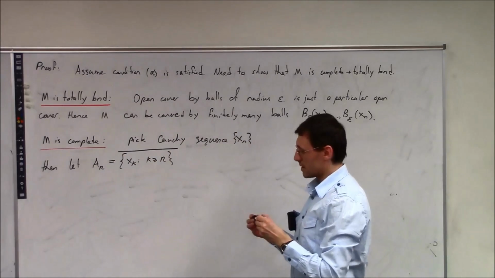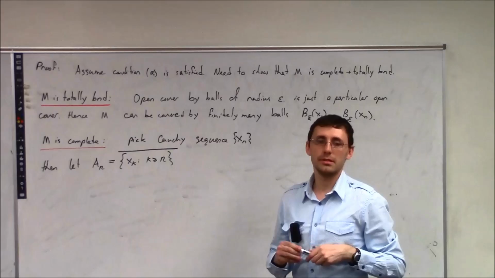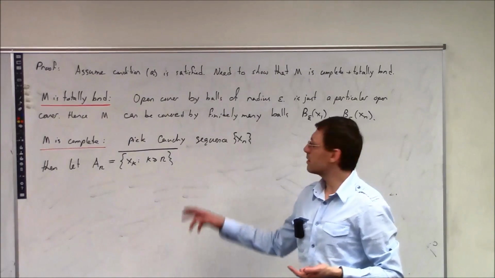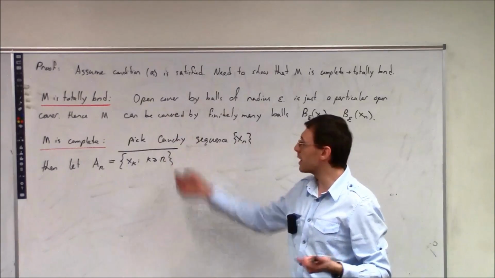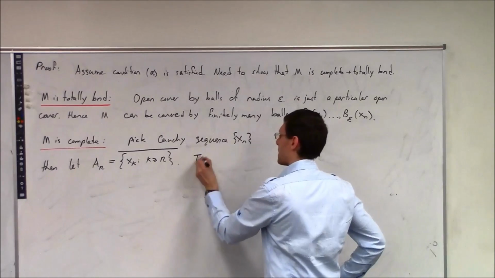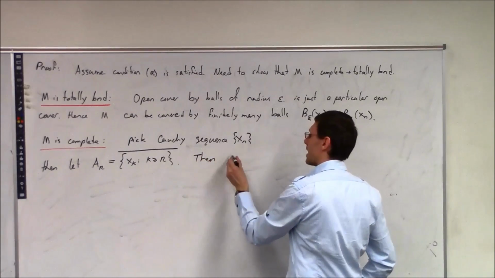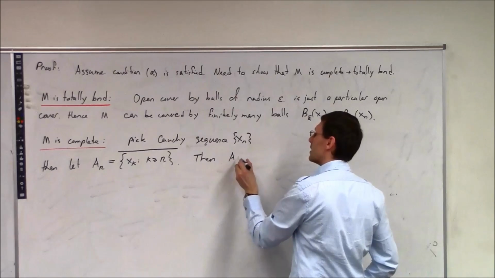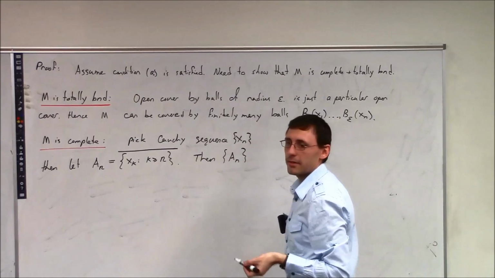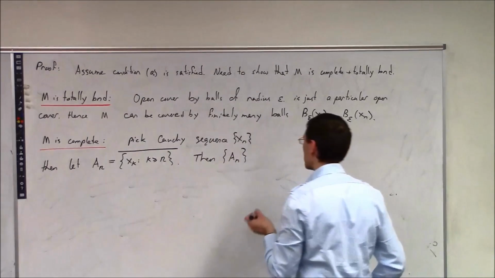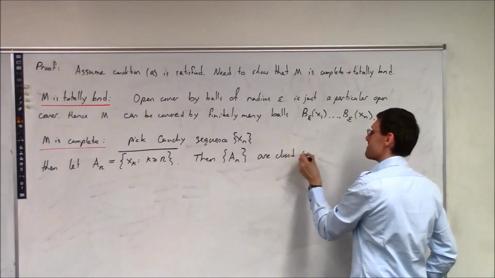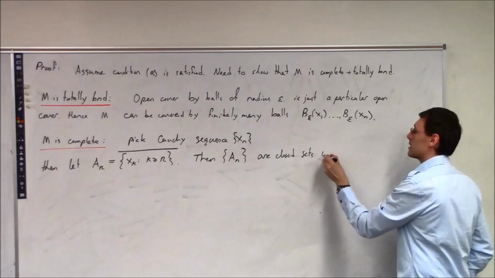Okay, so what is A sub n? It's just the truncated Cauchy sequence. You just delete elements 1 all the way to n minus 1, and that would be A sub n. Then what do we have? We have that the A sub n are closed sets with the finite intersection property.